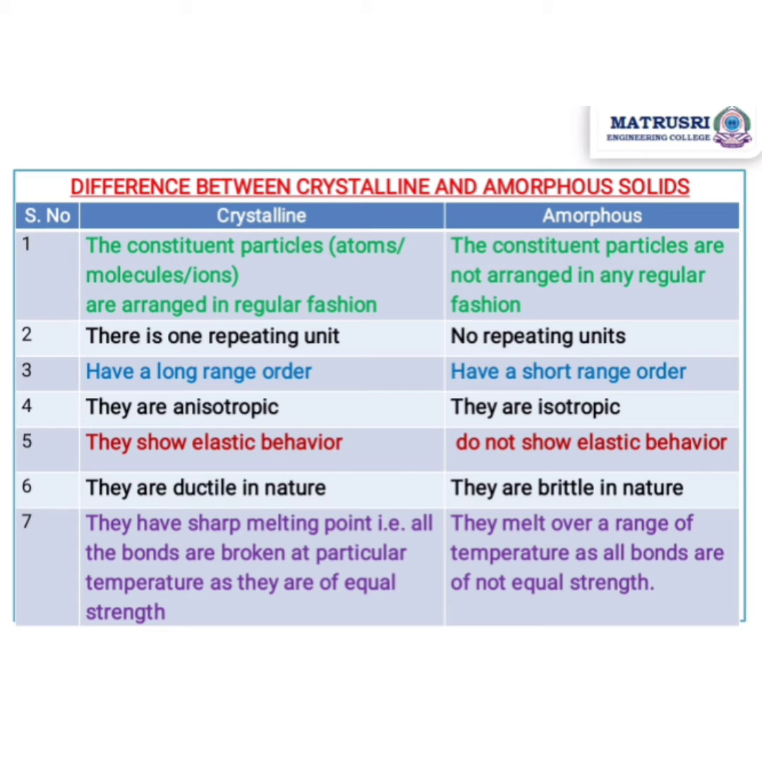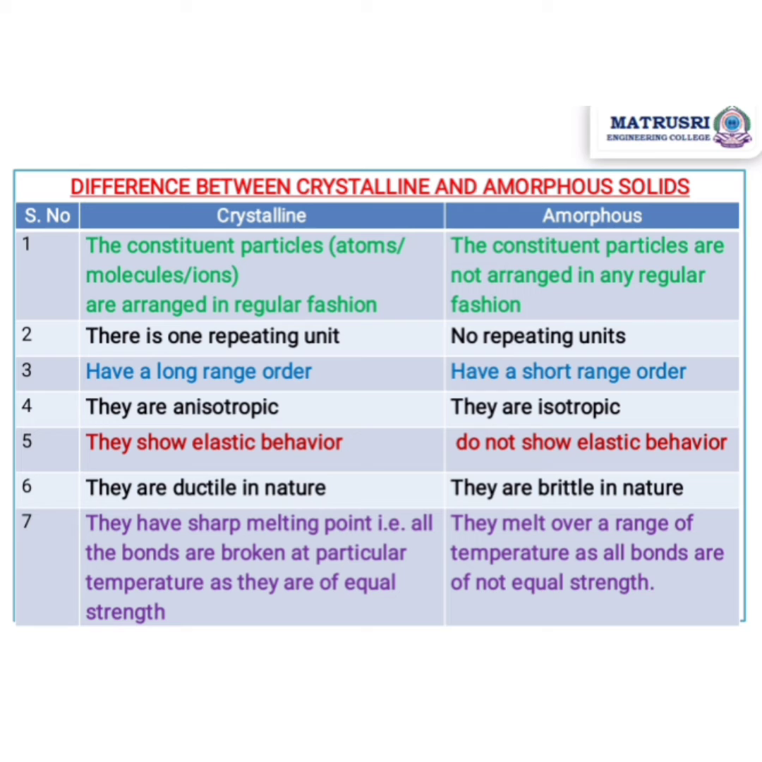Next, crystalline materials show elastic behavior, and amorphous materials do not show this kind of elastic behavior. Crystalline materials are ductile in nature, whereas amorphous materials are very brittle. Crystalline materials have sharp melting points. You know what a sharp melting point is? It means all the bonds are broken at a particular temperature, as they are of equal strength.